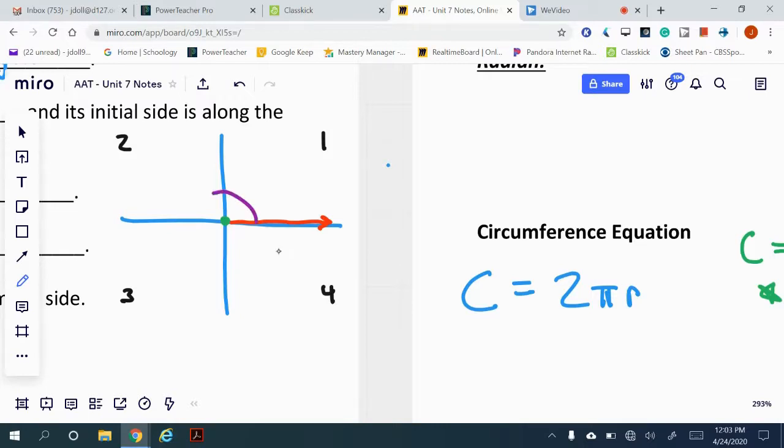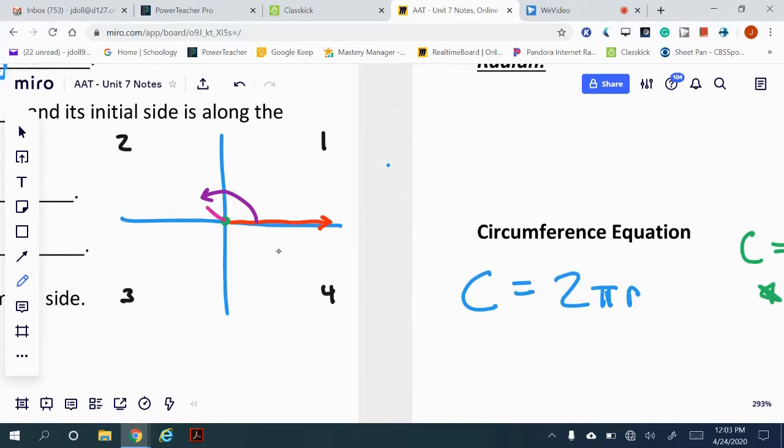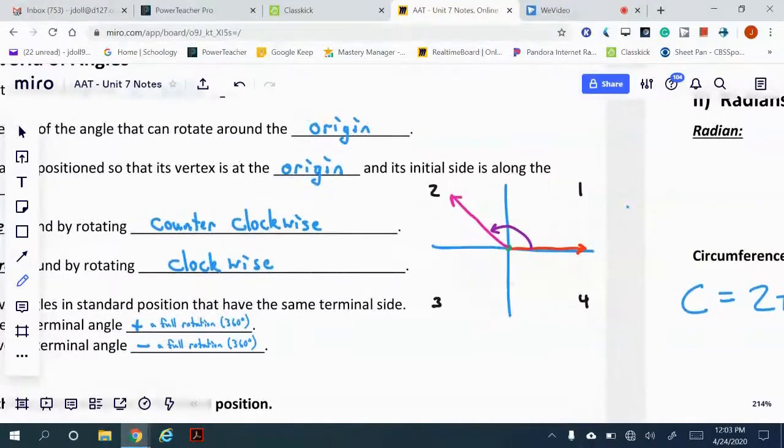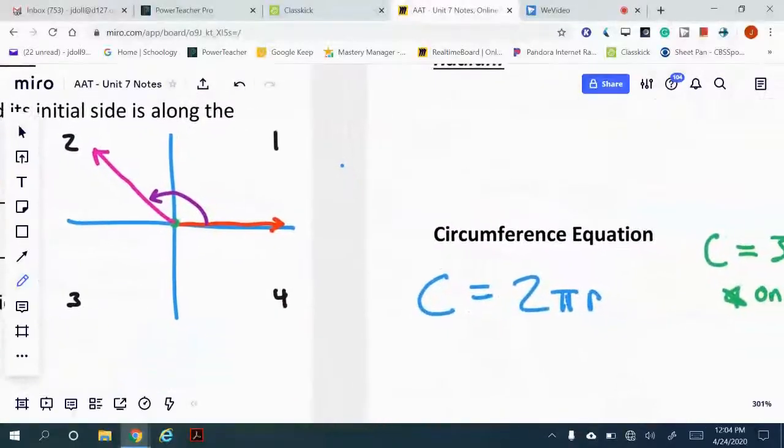So I'm just going to rotate clockwise until I get to right there, and that angle is going to stop at... what do we want here? What color? We got purple, we'll go pink. All right, red and pink at this side right there. All right, so that would be our terminal side, right? So initial side and terminal side of this angle.